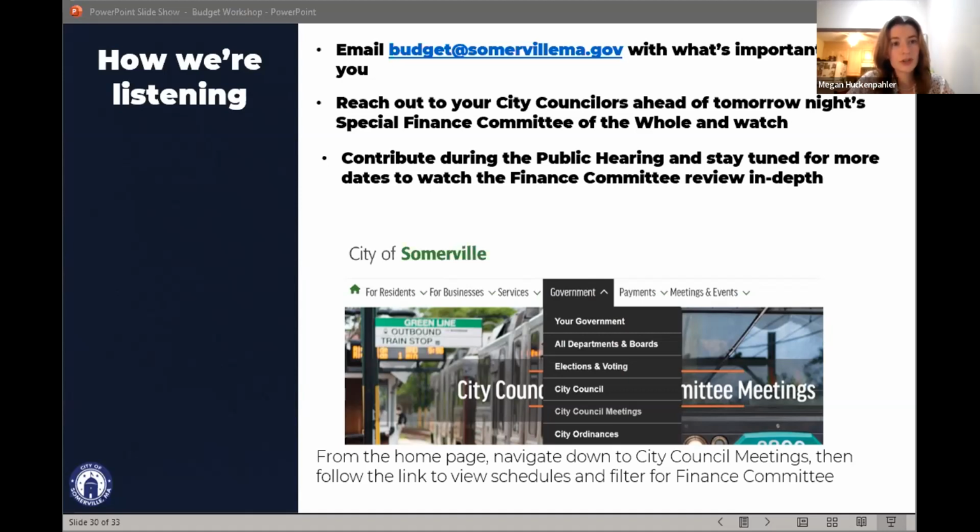And then when we get closer to June, you may be interested in contributing in the public hearing at that moment, as well as watching the public hearings to see how this process works at the most in-depth level. To get to these meetings and any other meetings from the city, you'll take that government drop-down to City Council meetings. There will be an option to follow the link for any meetings from July 2022 to the present. And for what we're talking about, you'll filter for the Finance Committee from there.